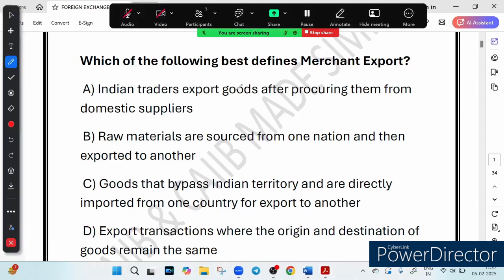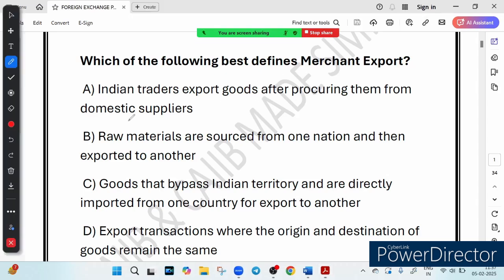Option A says that Indian trader export goods after procuring them from domestic supplier. Option B says raw material are sourced from one nation and then exported to other. Option C is that goods that bypass Indian territory and are directly imported from one country for export to another. Option D says export transaction where the origin and destination of goods remain the same. So let's discuss each and every option.